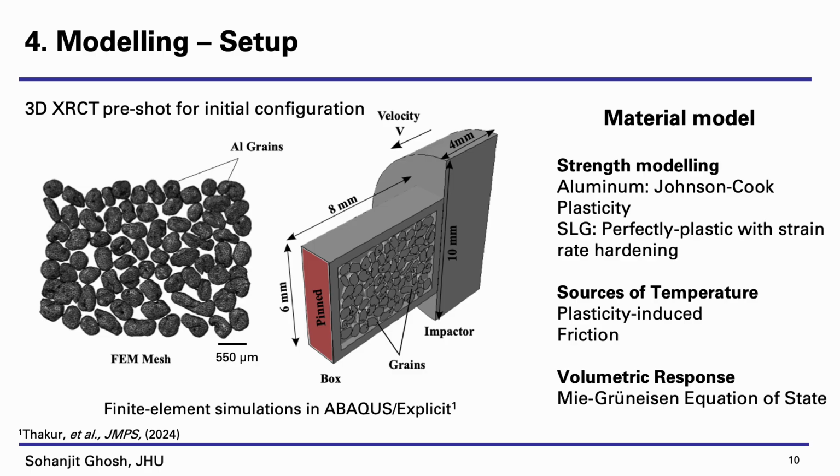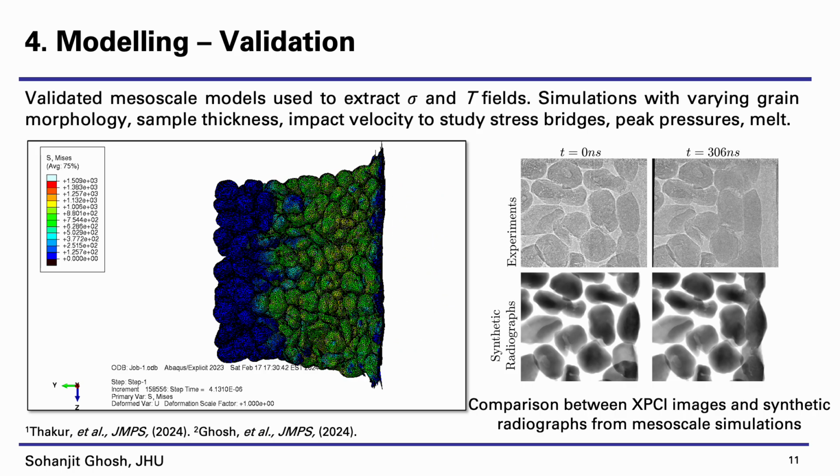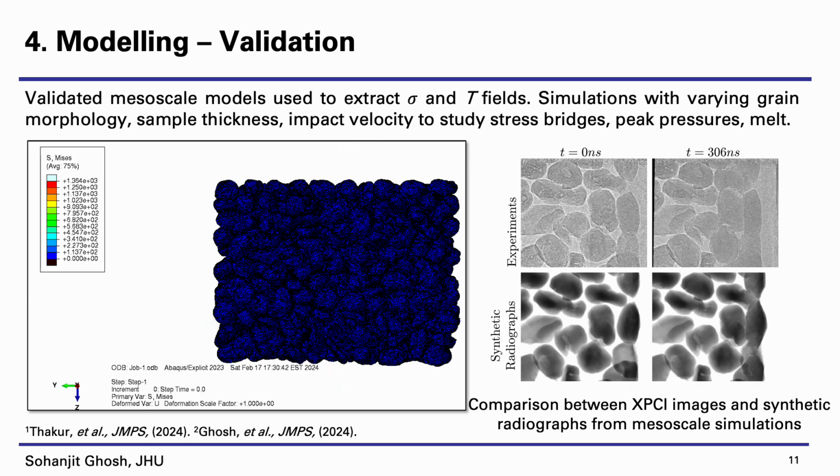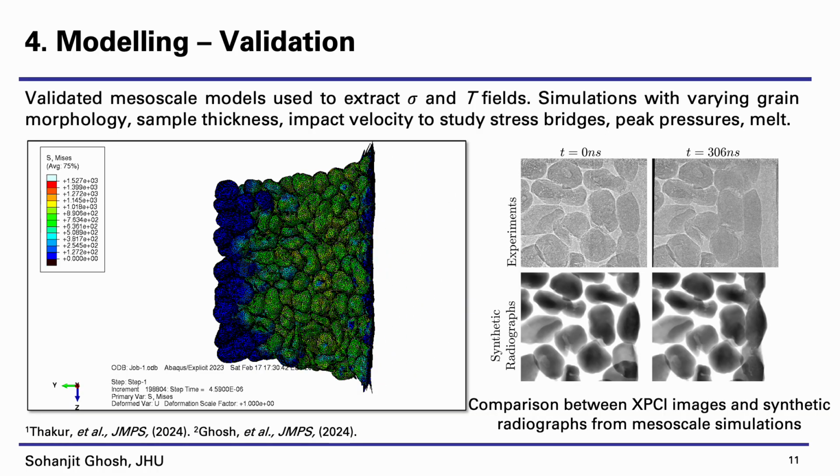So we have an impactor coming and hitting granular materials enclosed in a box. For our material models, we choose very simple models for metals like Johnson Cook, and for brittle materials, for now we assume it's perfectly plastic, and we have a temperature model, a volumetric response as the Mie-Gruneisen equation of state, and we set up a finite element simulation in Abaqus Explicit. From the mesoscale simulations, now we are actually getting some quantifiable information, things like stresses, temperature, pressures, strains in the grains, all of the quantities that are of interest to us.